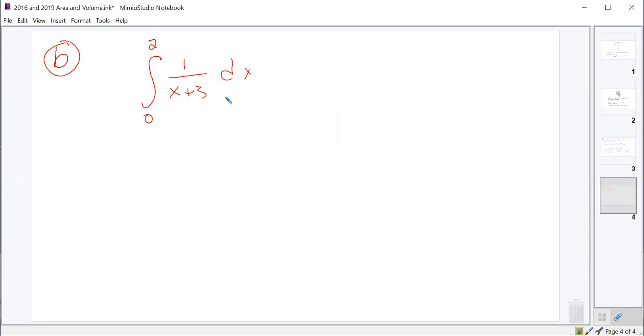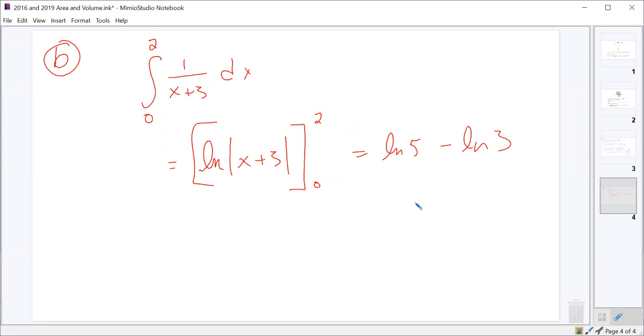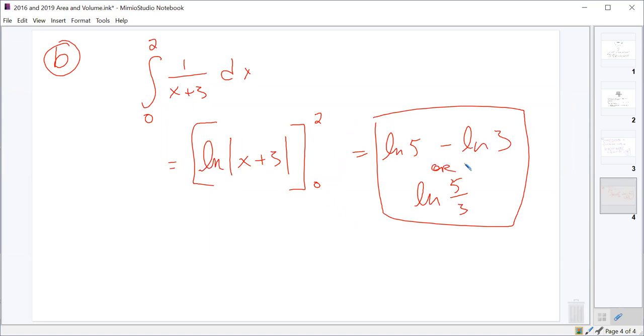What's the integral of 1 over x plus 3? Should be natural log absolute value x plus 3. We evaluate from 0 to 2. We end up with natural log 5 minus natural log 3, or natural log 5/3 if you prefer. That's it. That was a pretty straightforward one. 1 point for the setup and 1 point for the answer. Any questions on that?